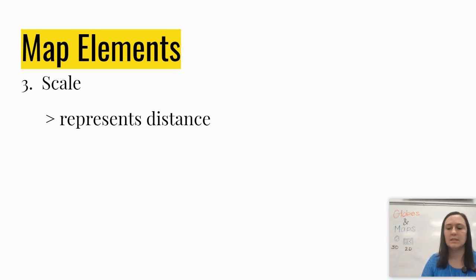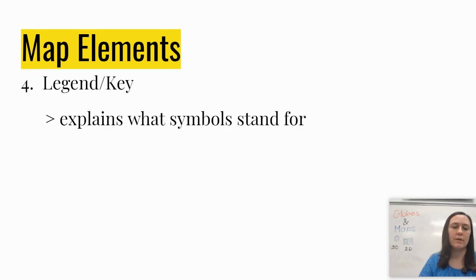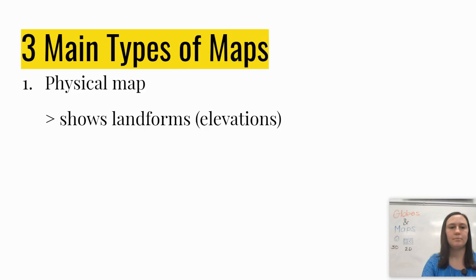It just represents distance. Next we have legend or key, and all that does is explain what symbols stand for. So if you have a triangle on the map, you may look at the key or the legend, and it tells you that a triangle is mountains. You may have a filled-in circle on the map, and the key tells you that is a major city. A lot of times, if you look at a map of the United States, a star will be a capital city, things like that.